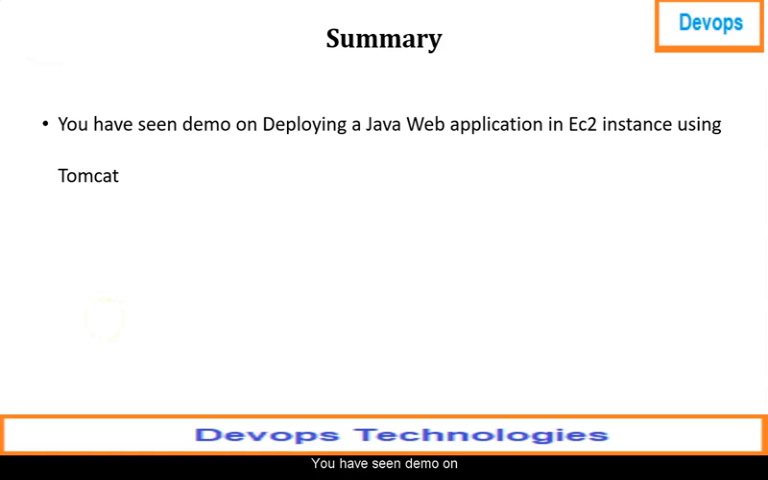In summary of this session, you have seen a demo on deploying a Java web application in an EC2 instance using Tomcat. I hope you found this lecture clear about how to do EC2 setup and launch virtual servers in AWS. This session under Module 3 will be followed by the topic of setting up Amazon S3, creating, deleting, and listing objects in a bucket in the next video lecture.